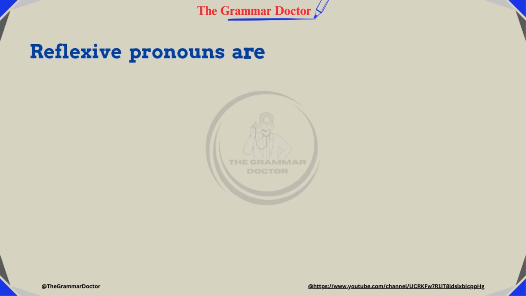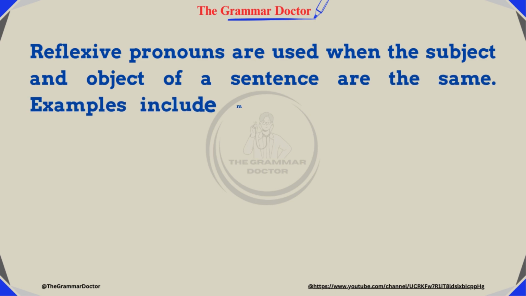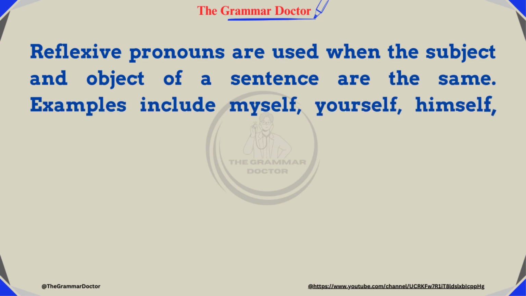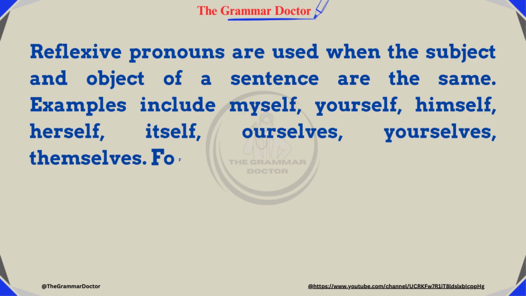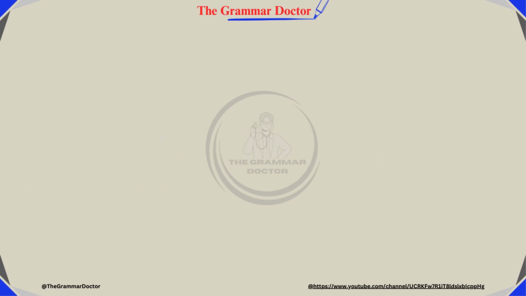Reflexive pronouns are used when the subject and object of a sentence are the same. Examples include myself, yourself, himself, herself, itself, ourselves, yourselves, themselves. For instance, "She looked at herself in the mirror."